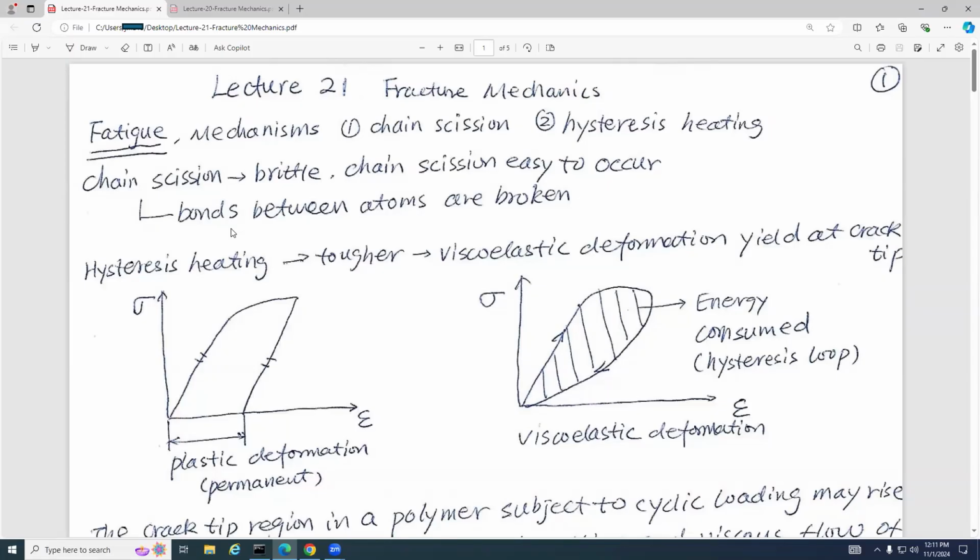So hysteresis makes the material tougher, along with viscoelastic deformation and yielding at the crack tip. Visco, as the name suggests, means fluid-like. Elastic means that the material can come back to the original point. So this is plastic deformation, that is viscoelastic deformation, and that is hysteresis.